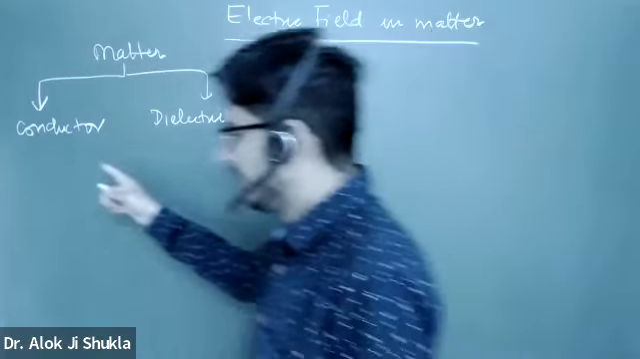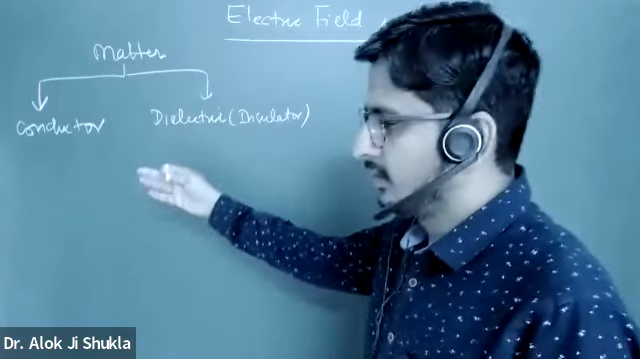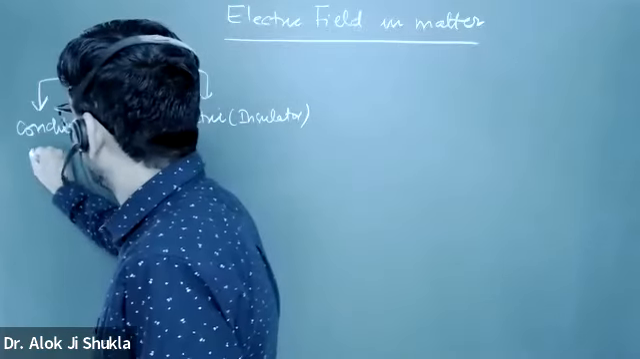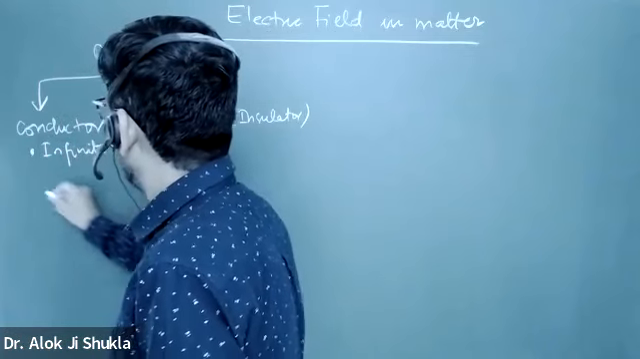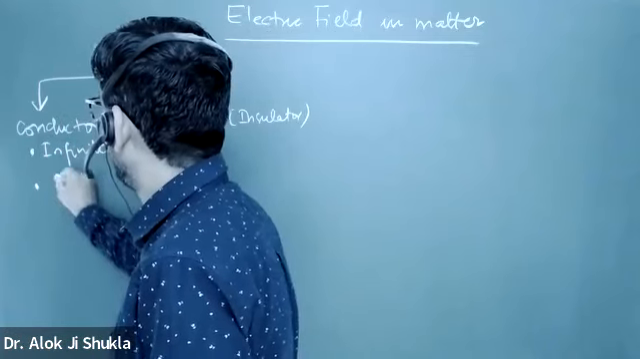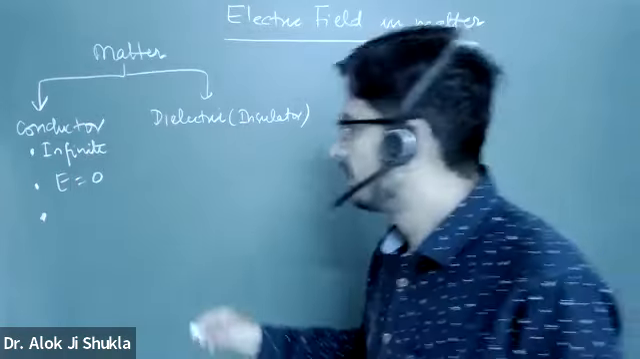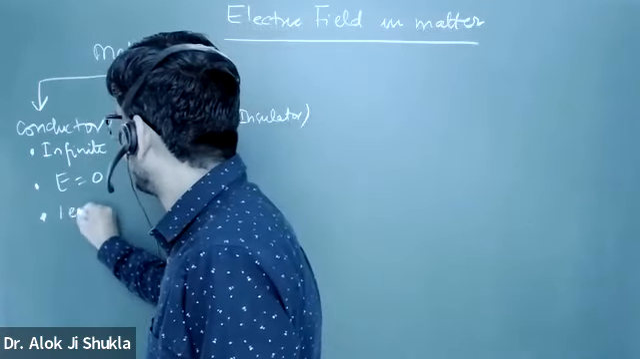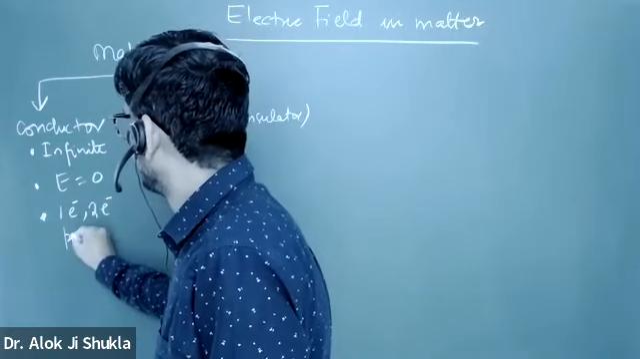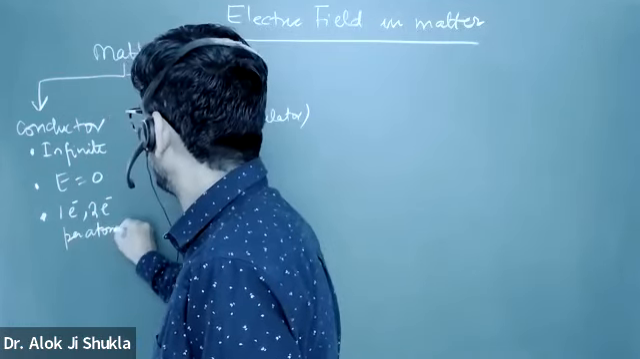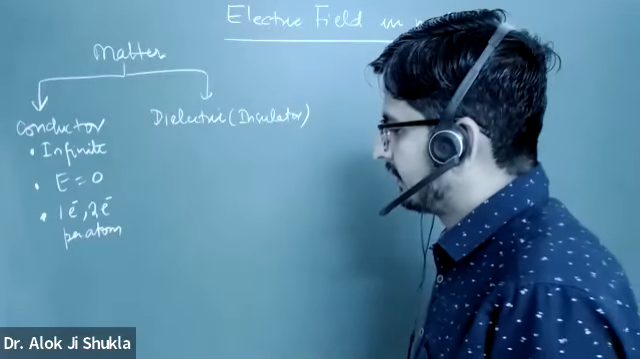So here in conductor, what is there? Infinite supply of charge. And second point is that field inside the conductor is zero. Third point is that you have like one or two free electrons per atom. You know about the valency thing. So you have one or two electrons per atom.